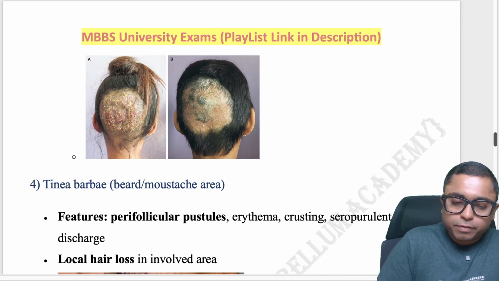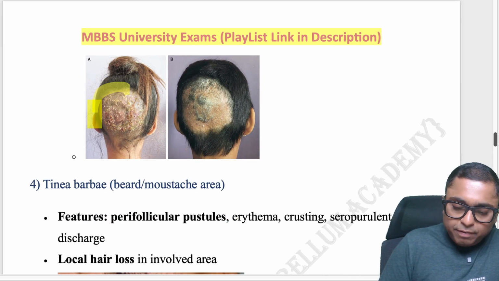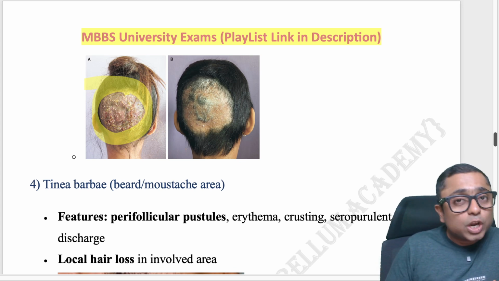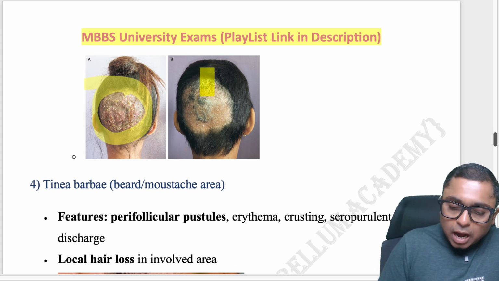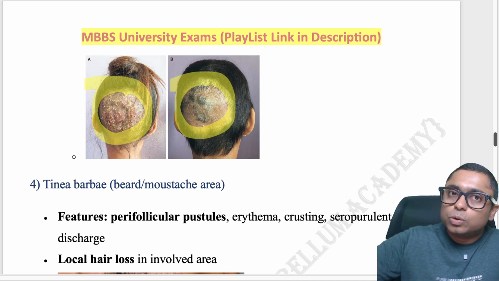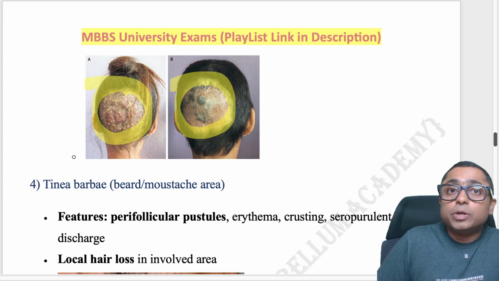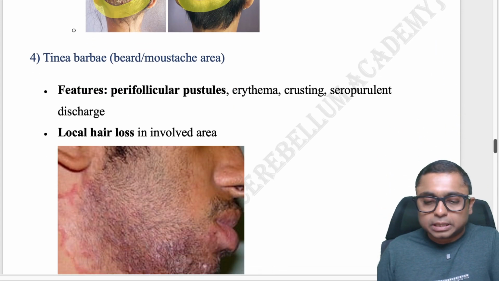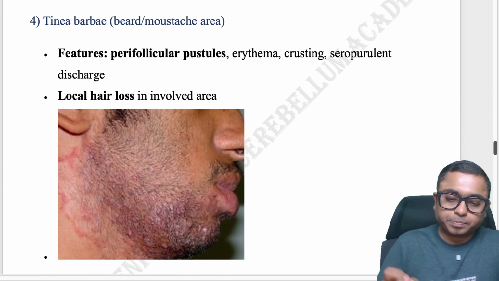And this is the picture where you are able to see the active phase of the tinea capitis, where there are pustular lesions present, hair loss is there, right? And after the treatment, as you can see here, the pustules and inflammation reduced, but you can see the hair is lost. It is lost forever, it will not regrow again. Okay, that is a problem with tinea capitis.